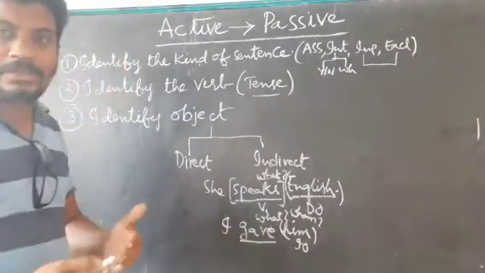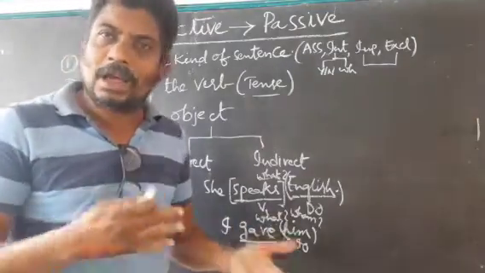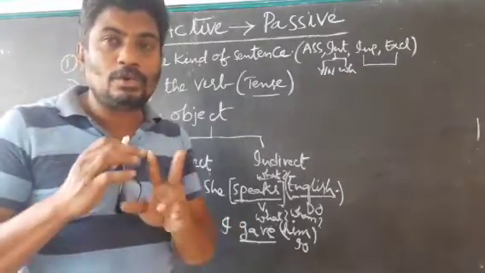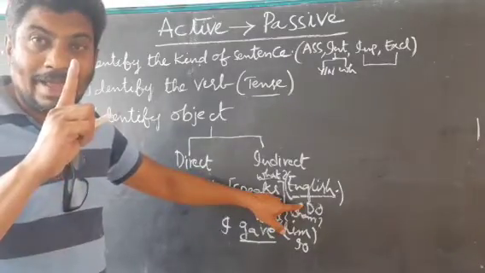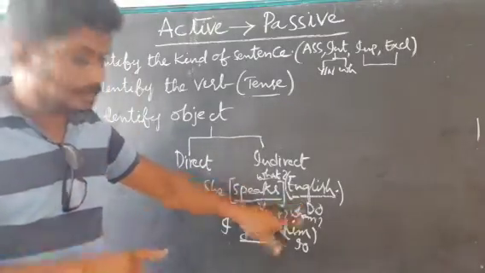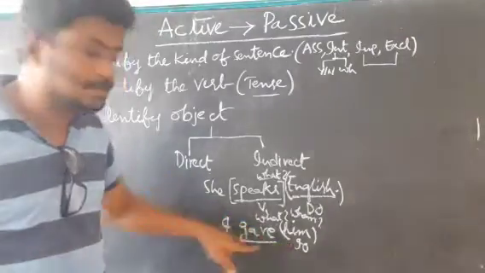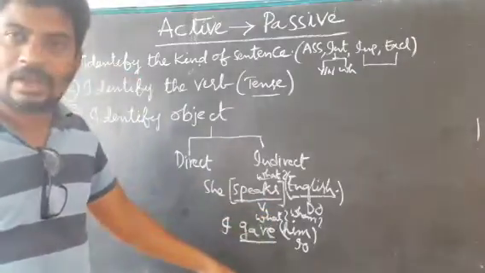In some sentences you may have both the objects. That means you may have a direct object and an indirect object in the same sentence. In that case, you will have to write two passive answers. In this case you have only a direct object, so you write the direct object's passive form. In this case you have only an indirect object, so you write the indirect object as subject in passive voice. One statement, one answer.